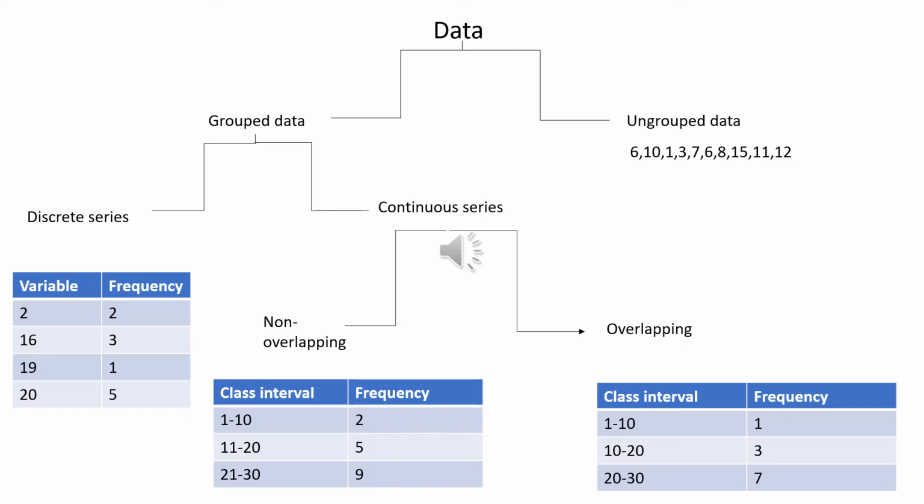Now we are going to talk about the continuous series. When a large number of observations varying in a wide range are available, these are classified in several groups according to the size of values. Each of these groups defined by an interval is called class interval.